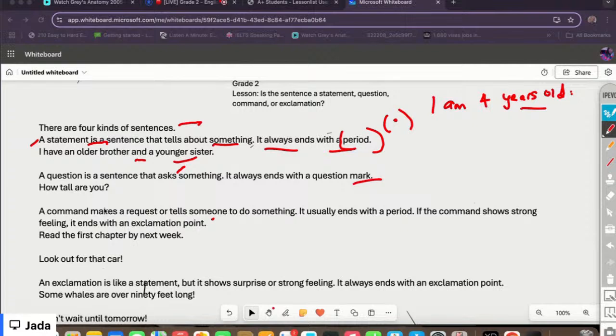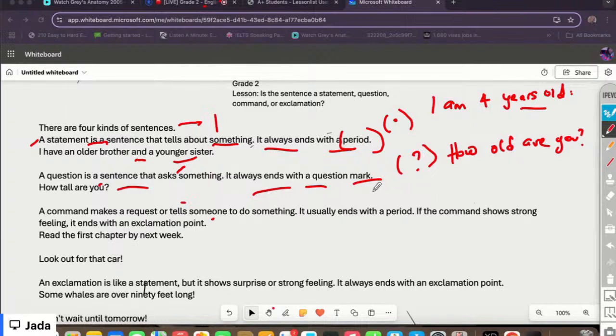Now the next one we have is a question. A question is a sentence that asks something. It always ends with a question mark. Now, this is our question mark. The question is always going to ask something and it will end with a question mark. It could be, how old are you? That's a question. It's asking how old are you? And it ends with a question mark.